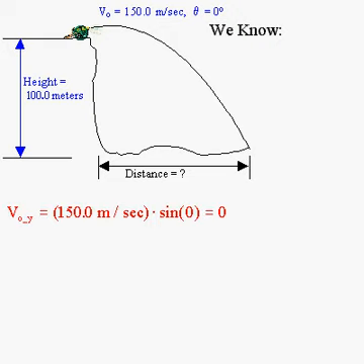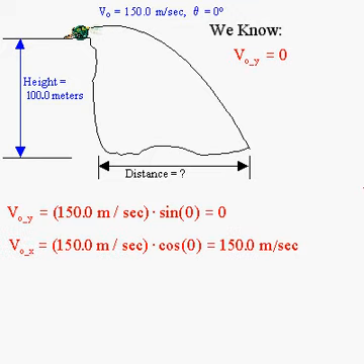The y component of the initial velocity is simply the magnitude, 150.0 meters per second, times the sine of the angle, 0. Well, that works out to 0. So the y component of the initial velocity is 0. The x component of the initial velocity is the magnitude once again, times the cosine of the angle. That works out to 150.0 meters per second. So the initial velocity in the x dimension is 150.0 meters per second.